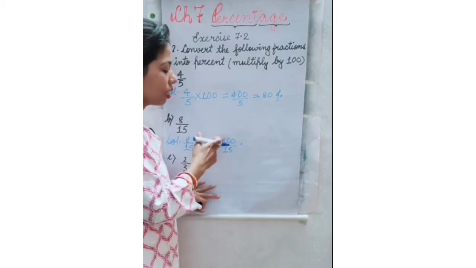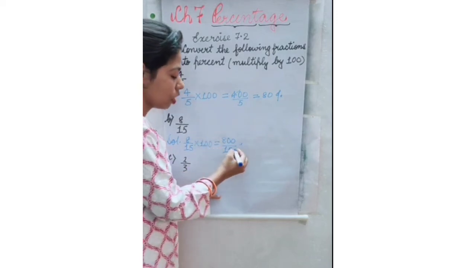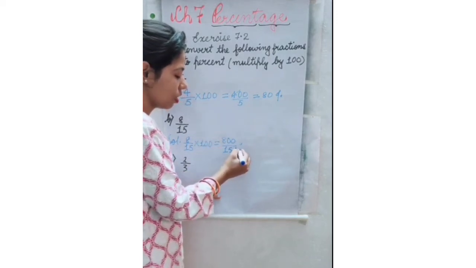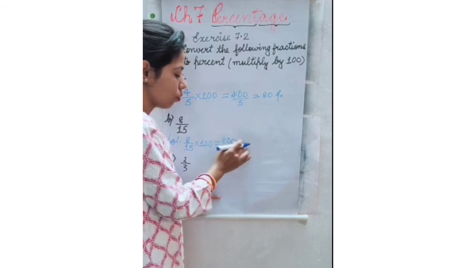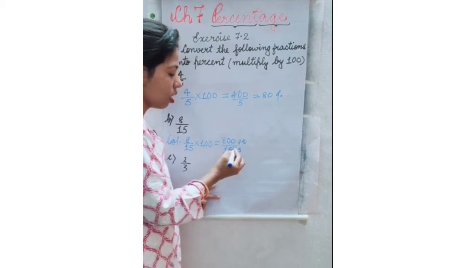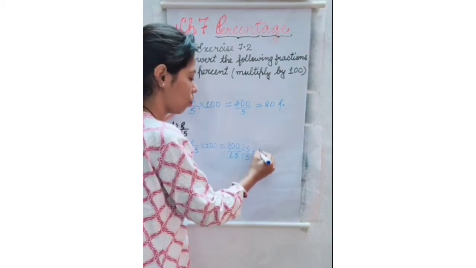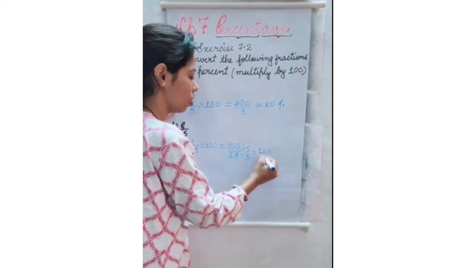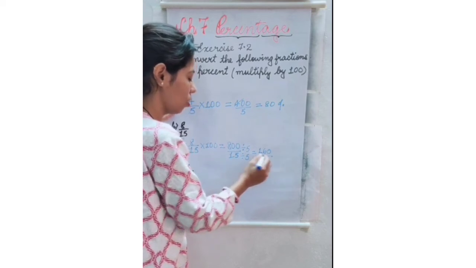Here we cannot divide this 800 completely by 15. So what will we do? First we will divide these two by 5. We will divide this 800 and 15 by 5. 5 1s are 5. 5 6s are 30. 0. Then 5 3s are 15.